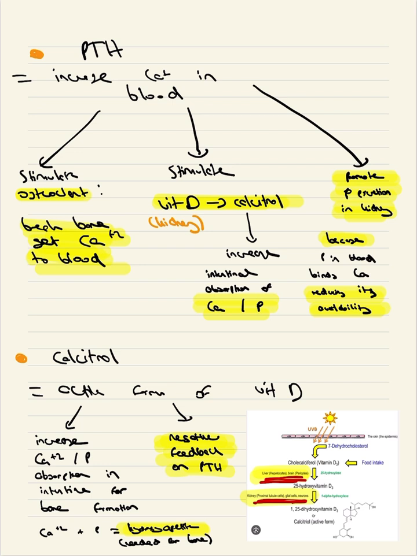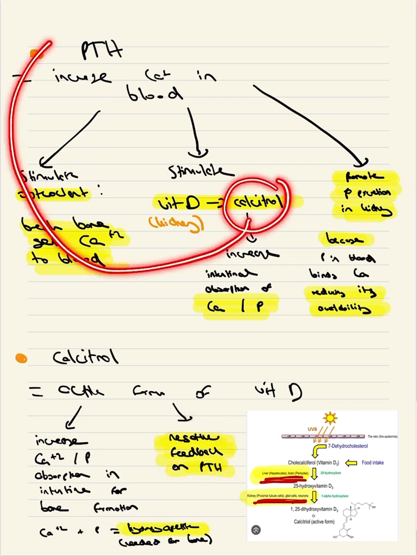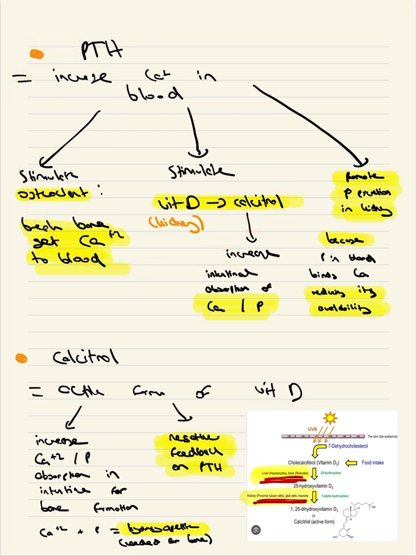But parathyroid hormone will also promote phosphate excretion in the kidney because phosphate in blood binds to calcium, which will reduce its availability. So we don't want this happening. Now, calcitriol, we said it will increase the calcium and phosphate absorption in the intestine, and it's essential for bone formation because you need hydroxyapatite, which is made up of calcium and phosphate. And calcitriol also has a negative feedback on the parathyroid hormone. So you have a negative feedback going like this, okay?